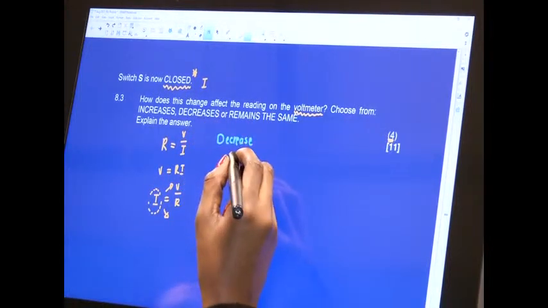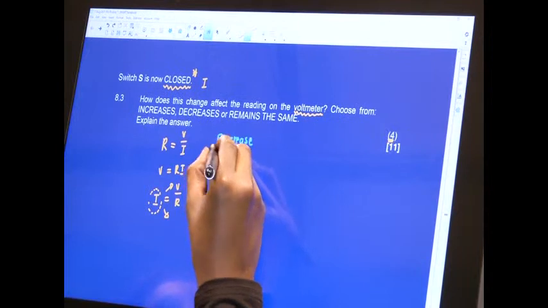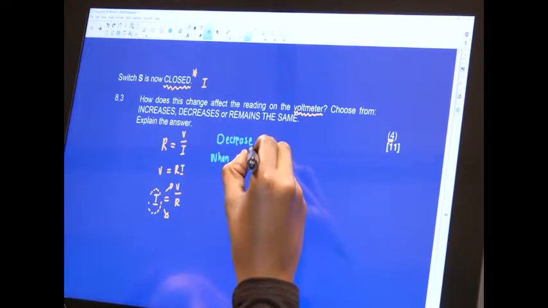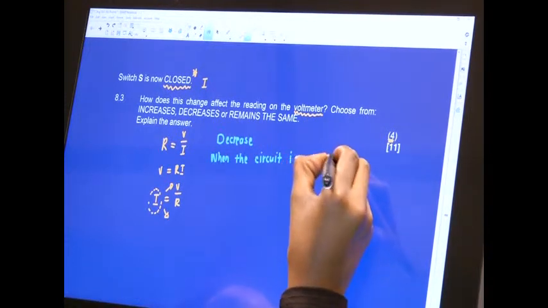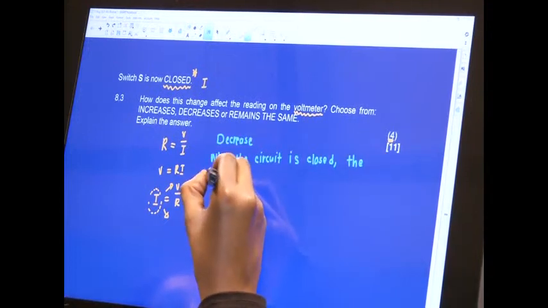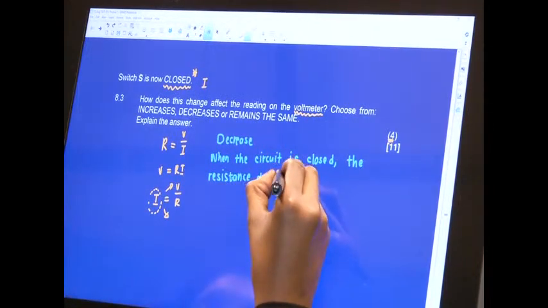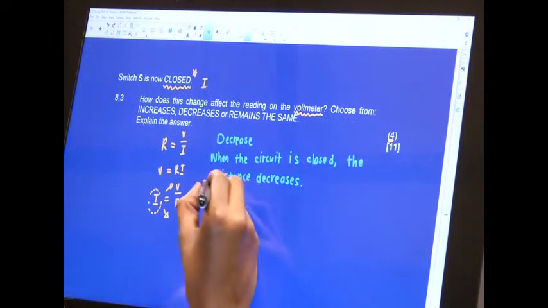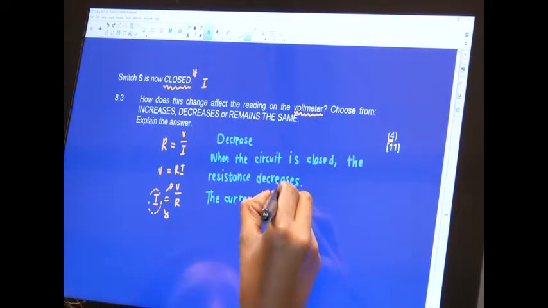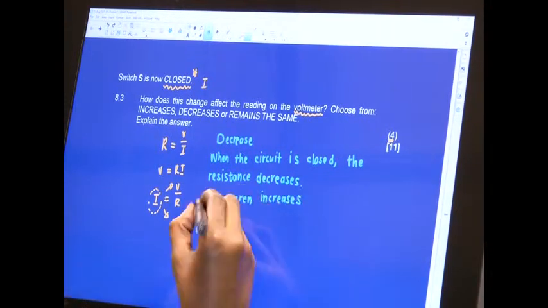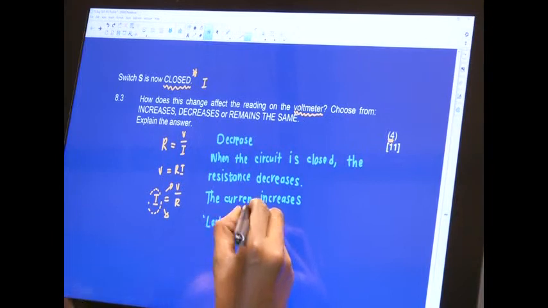Remember, when we close the circuit, the total resistance of the circuit decreases. Let me just do it the long way around. When the circuit is closed, the resistance decreases. The current increases because now you have the current flowing in different directions. And then we have what we call lost volts. We have lost volts, which will increase.